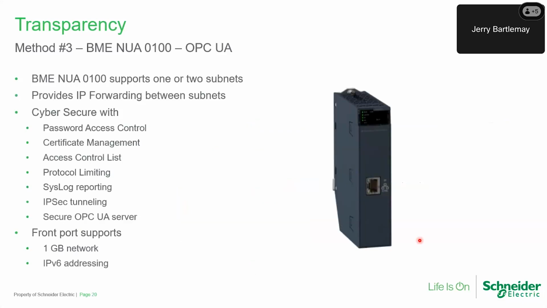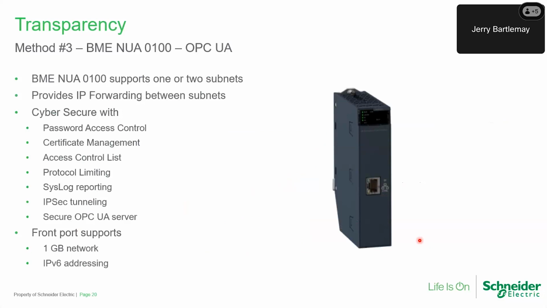So it supports 1 or 2 subnets. If it's one subnet, that is actually the backplane subnet. So it's the control network on the back, or the device network on the backplane. If you turn on the control port, then it provides IP forwarding between them.